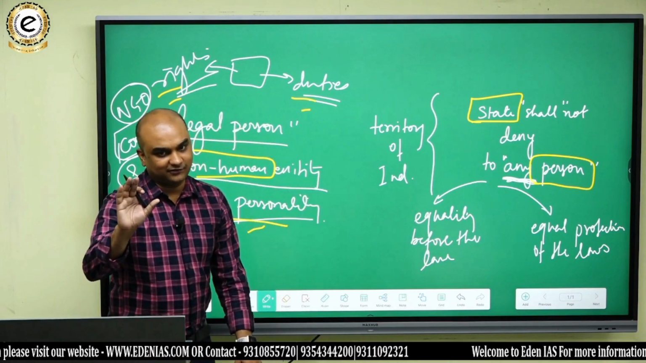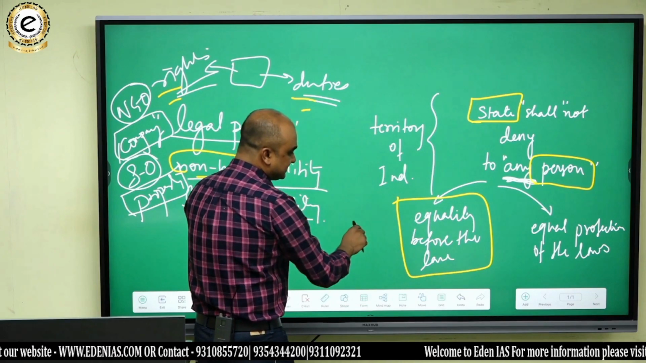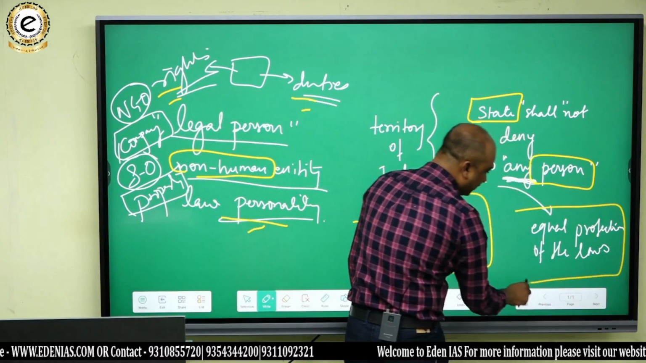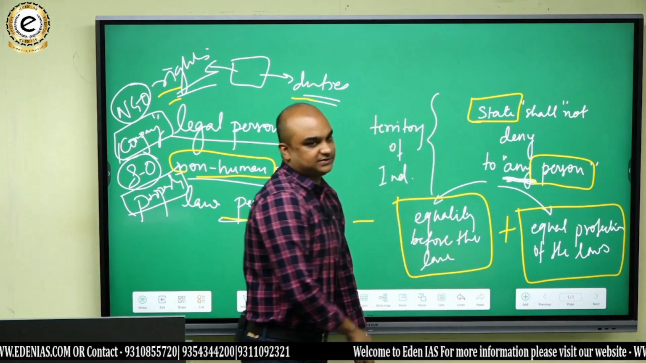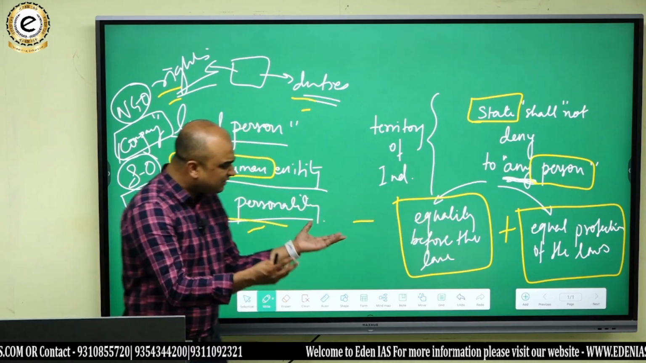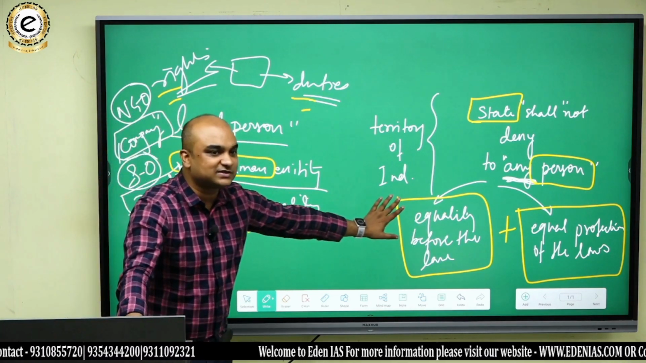Now, look here very carefully. This is very important to understand. Equality before the law is a negative concept, whereas equal protection of the laws is a positive concept. Now, what do equality before the law and equal protection of the laws mean? Prima facie, they look the same. ऐसा लग रहा है एक ही बात हो रही है घुमा फिरा के, but they are not the same, they are different.